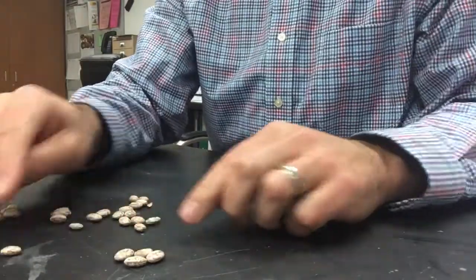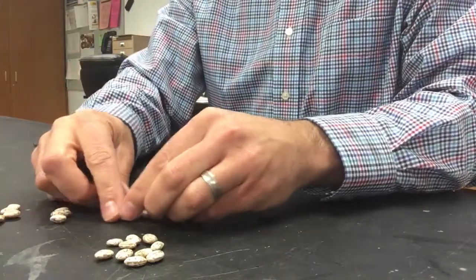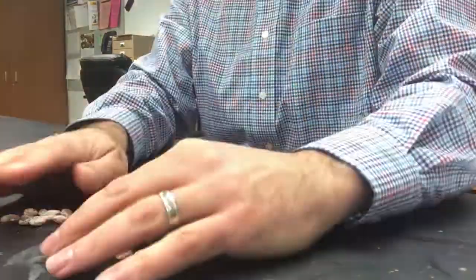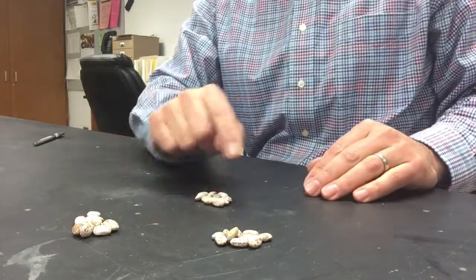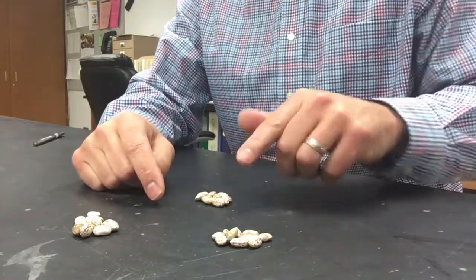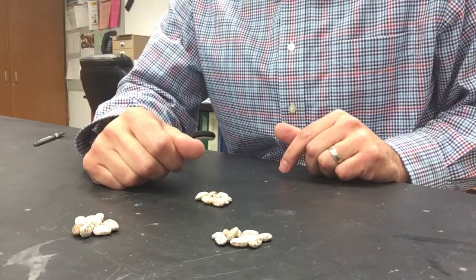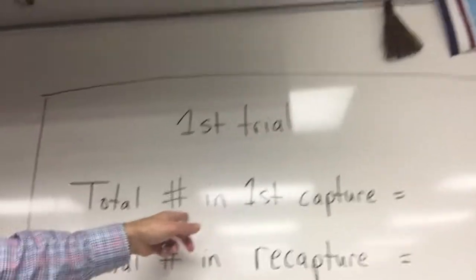So I'm going to put these in groups of 10 so you can count them at home. Let me figure out where I can put these so you can see it. Each one of these is a group of exactly 10. So we got 10, 10, 10. By reaching into the bag, I collected 30 individuals from the population. If we're looking at our data table, the main numbers we're looking at: total number in the first capture, we would write in 30. We captured 30 beans.